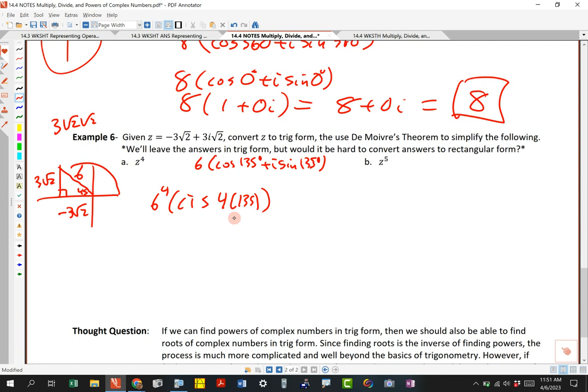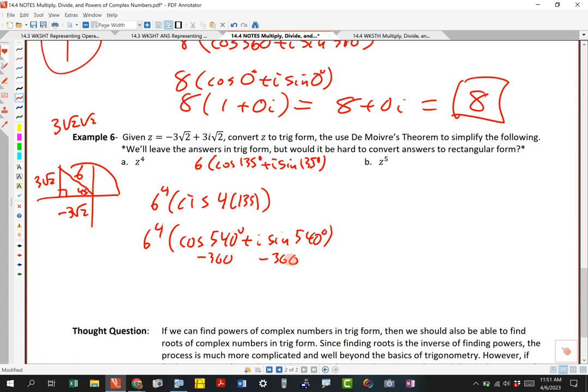What did you just do? 540. So this is 6 to the 4th, and then cosine 540 plus i sine 540. By convention, we ought to subtract 360, and then you get the answer that's correct.